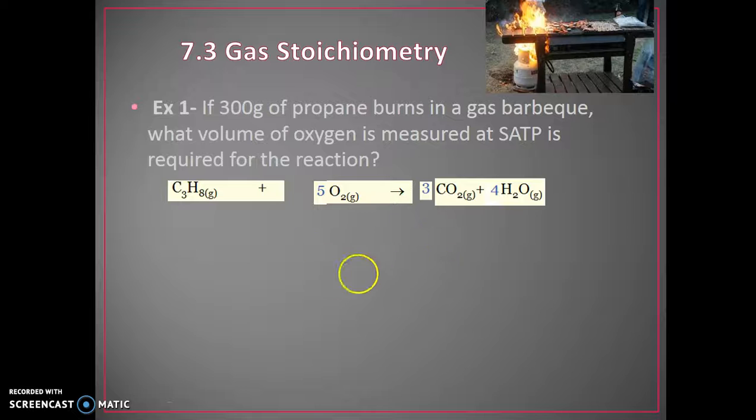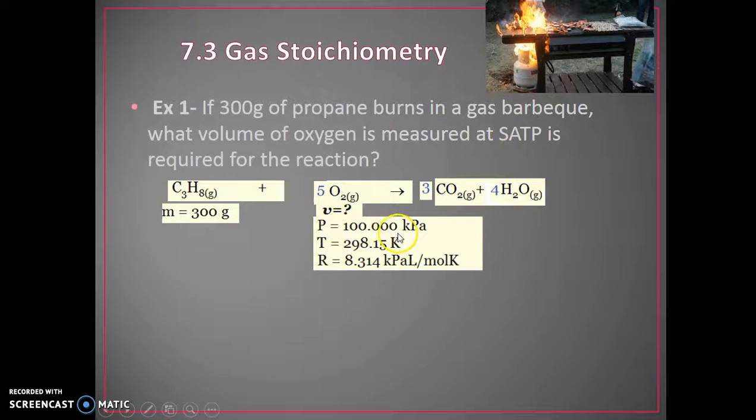Then I'll write what I know underneath each substance. So I know that I'm burning 300 grams of propane, and I'm trying to figure out what volume of oxygen would be required at SATP for this reaction to happen. Now, because they give me SATP, I know that's information about the conditions that this question is happening in. So I can take some information from here, which is that pressure is 100 kilopascals, temperature is 25 degrees Celsius, which we would convert to Kelvin, and R is that constant of 8.314.